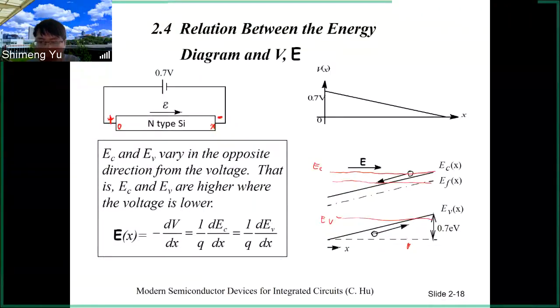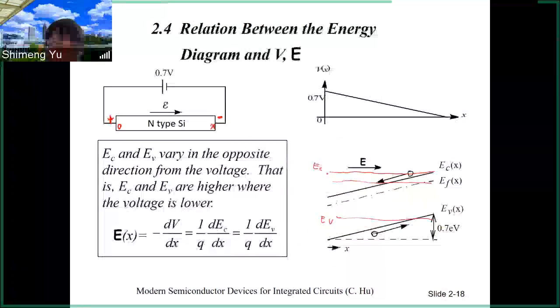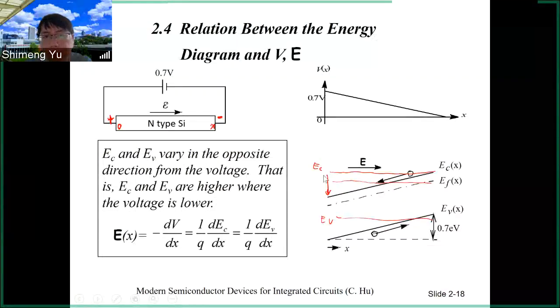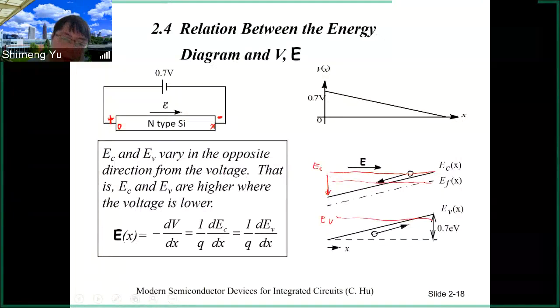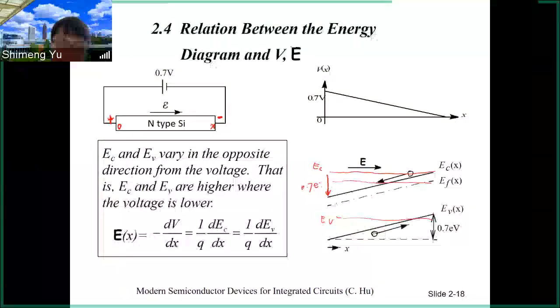Okay, so here, without electric field, the energy band is flat. But with the electric field, the conclusion is that the positive voltage will push down the band. This is because the band is with respect to the electron's energy, and the positive voltage will lower the energy for electron. And here, if we apply 0.7 volts, this band will be pushed down by 0.7 electron volts.